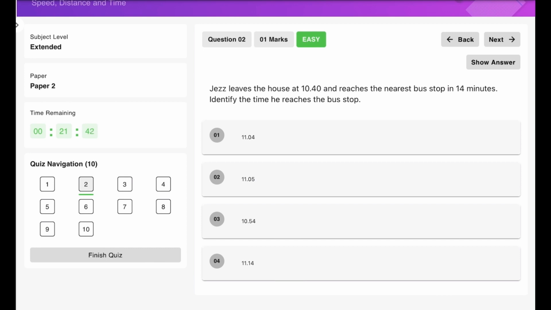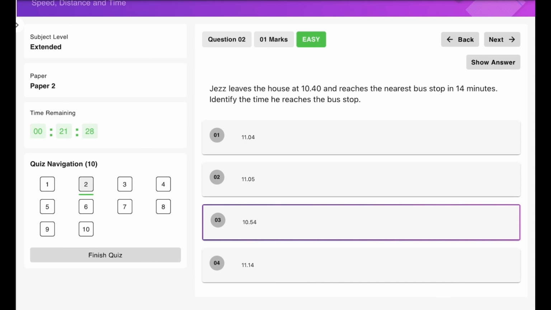Jez leaves the house at 10:40 and reaches the bus stop in 14 minutes. So identify the time she reaches the bus stop. So that's 14 minutes after 10:40, which is 10:54.